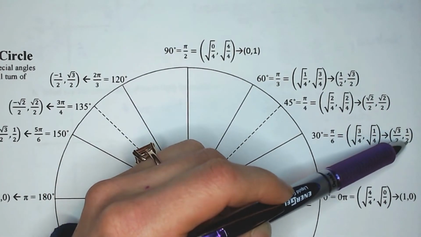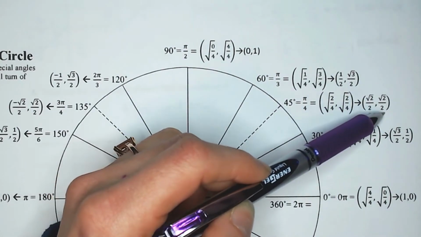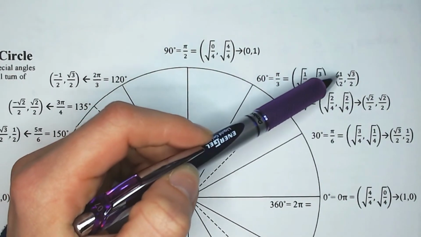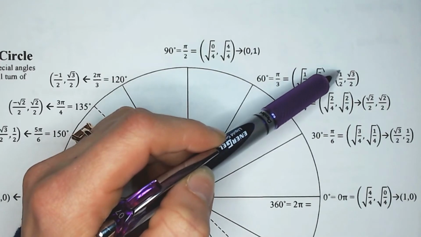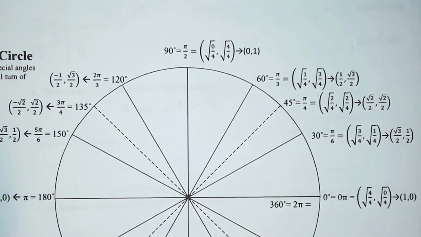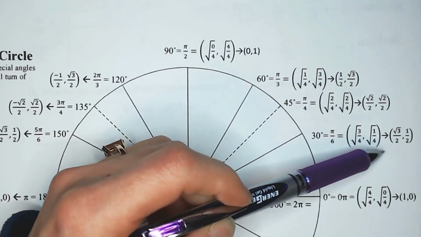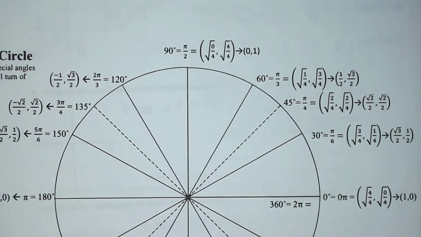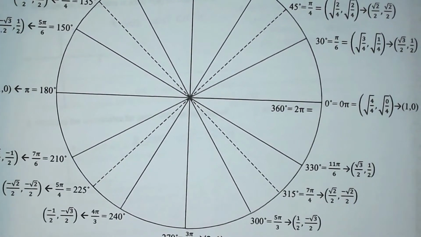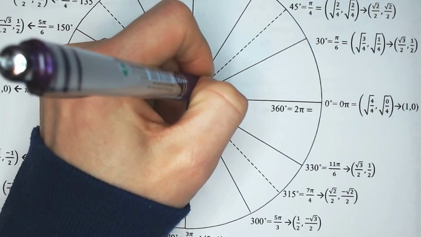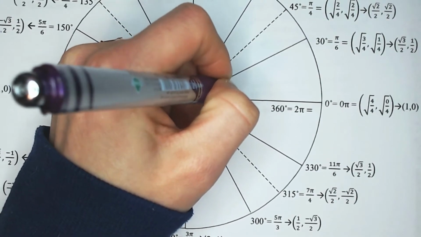Root 3 over 2, 1/2, root 2 over 2, root 2 over 2, and then this one just flipped, 1/2, root 3 over 2. If you know those three, you know the whole unit circle. All you have to do is change the positive or negative on the x and y value depending on the quadrant you're in. So of course, here we have positive x, positive y.